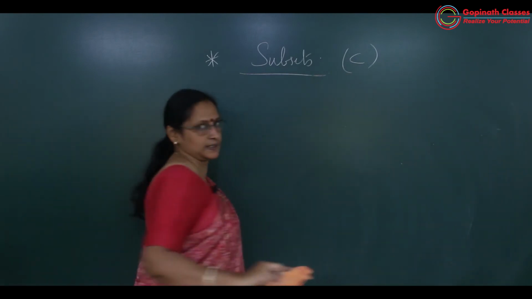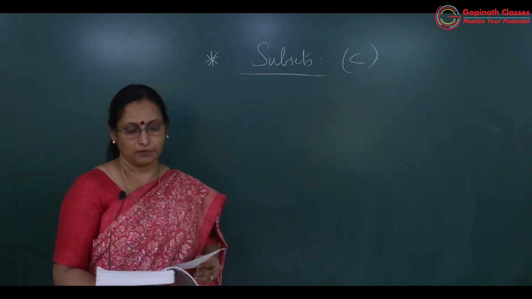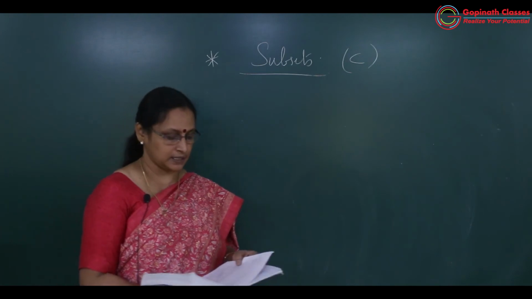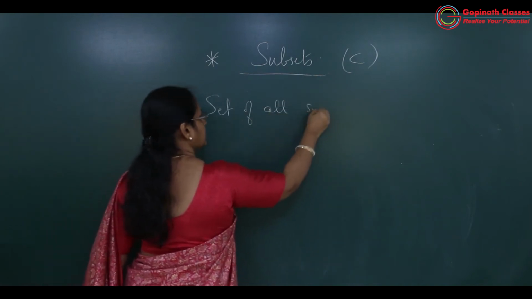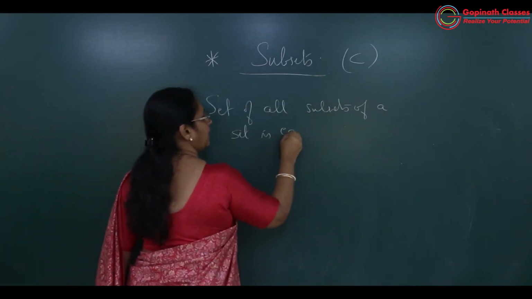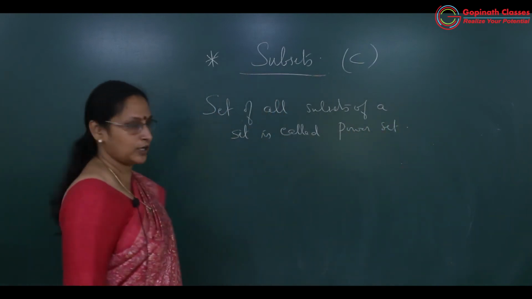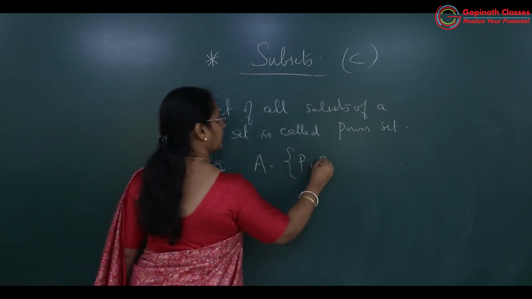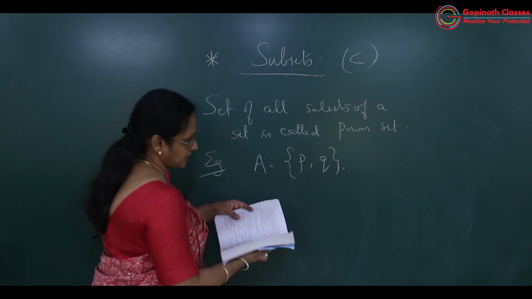Okay. So note this. Another point, if there are n elements in the set, there will be 2 raised to n subsets. Now, if I make a set of subsets, it's known as power set. Set of all the subsets is known as power set. Set of all subsets of a set is called power set. For example, A is equal to set P comma Q. Now I am writing its power set of A.